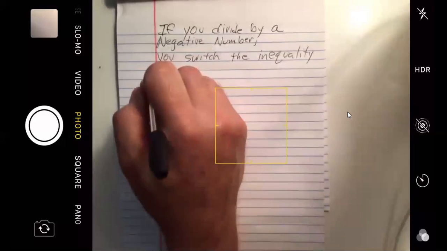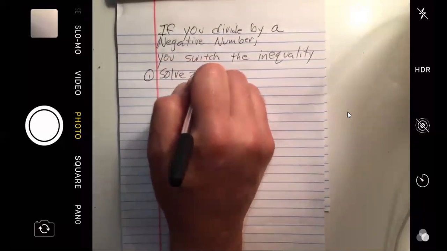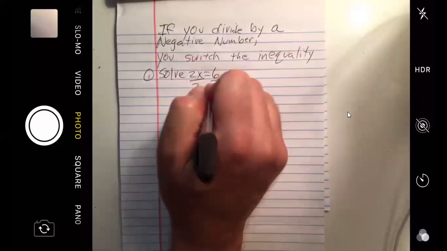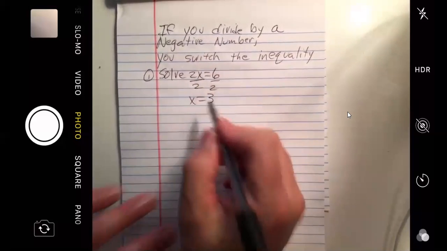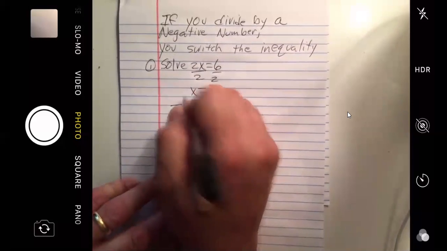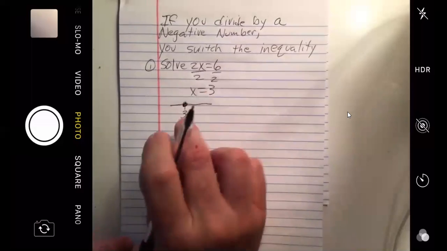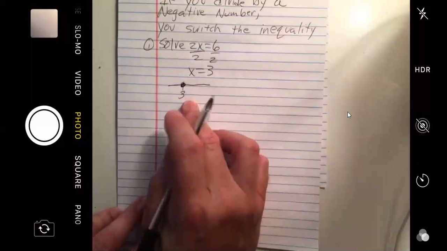Let me demonstrate this. If I have you solve, say, 2x equals 6, you divide by 2, x equals 3. They never have you graph this. If you did, it's very uninteresting graphing. You'd put a closed circle, and there's no real interval notation. There's no interval, no beginning, no end. It's one number, so they never have you write an interval notation for this.